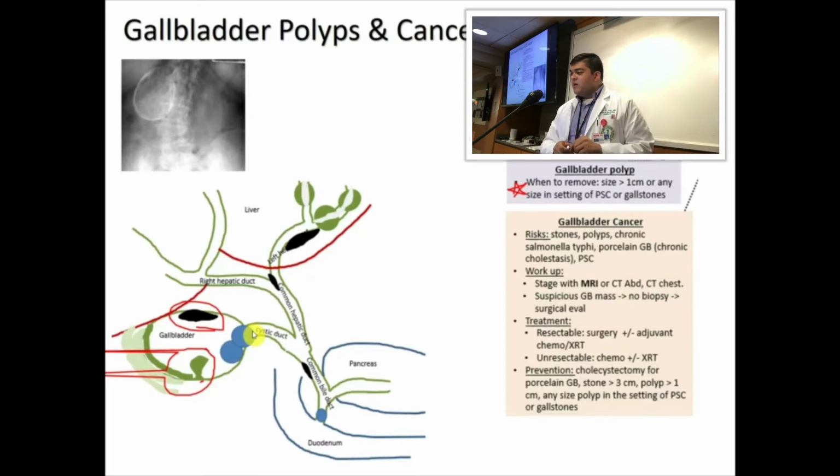Patients who have chronic stones or polyps are at higher risk of developing gallbladder cancer. Also, patients who have a porcelain gallbladder, like you can see in this x-ray on the right, they have chronic cholestasis. They can develop porcelain gallbladder. And PSC, all these patients are at higher risk of gallbladder cancer. So when you think you have someone with gallbladder cancer, you're going to stage with an MRI or a CT.